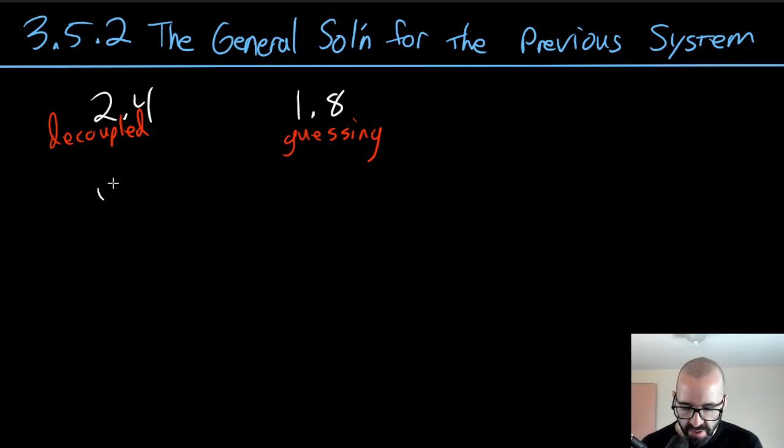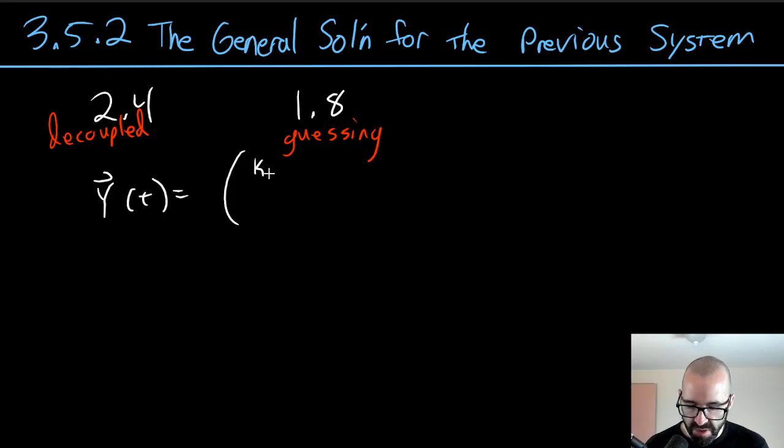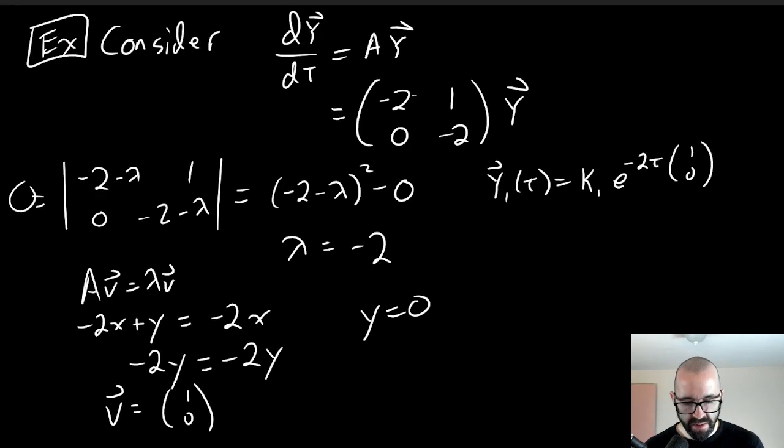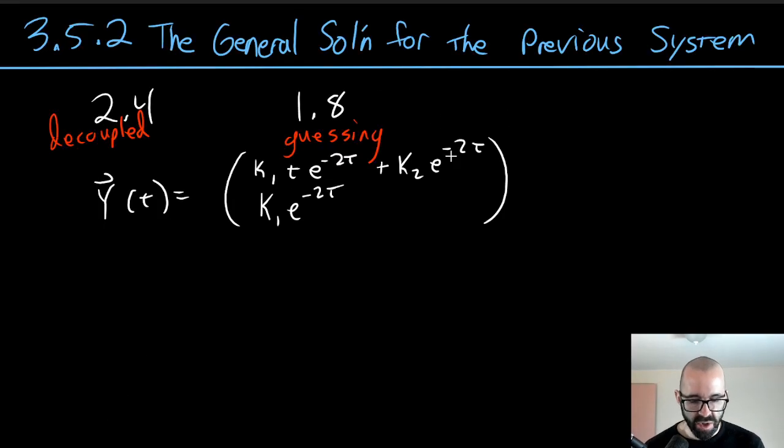What you should have gotten when you solved that system is that y of t is the vector, and there are multiple ways of writing this, and I'm going to rewrite it quite soon. It should be something like k1 times t e to the negative 2t plus k2 e to the negative 2t, and the y value is always just k1 e to the negative 2t. We know the y value looks like that very easily because dy/dt is just negative 2 times y. That's our easiest differential equation to solve. And which one you called k1 and k2 doesn't really matter.